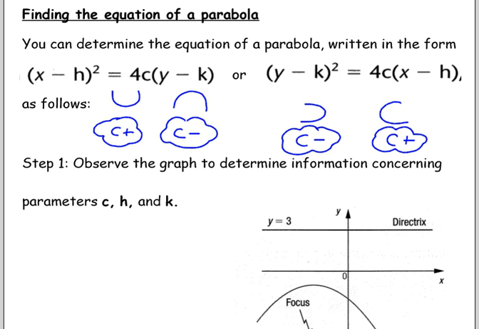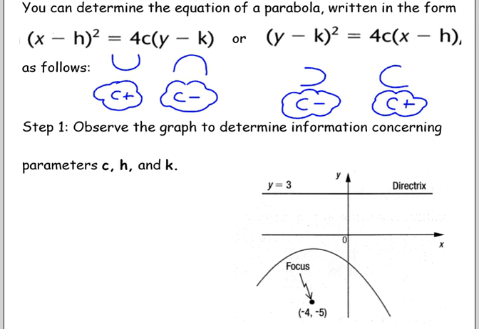So let's look at what the graph tells us. If we look at the graph, we need to find what h, k, and then your c are. You have to find your c. So look at the graph here.